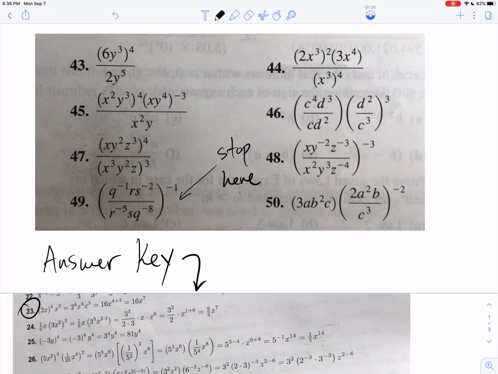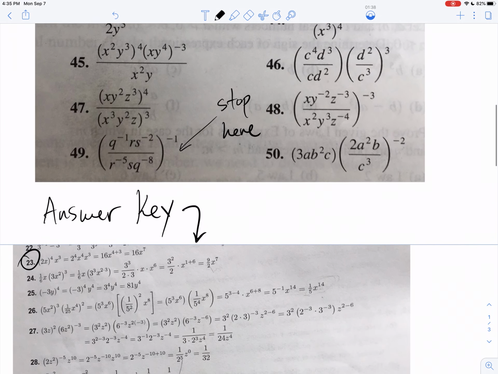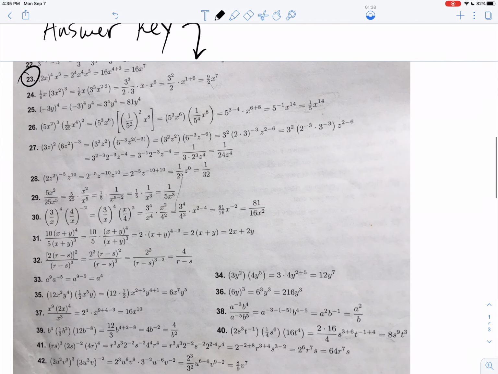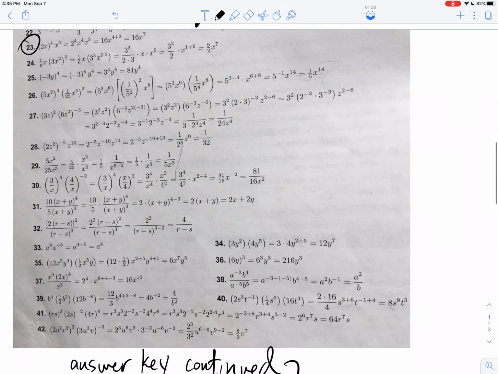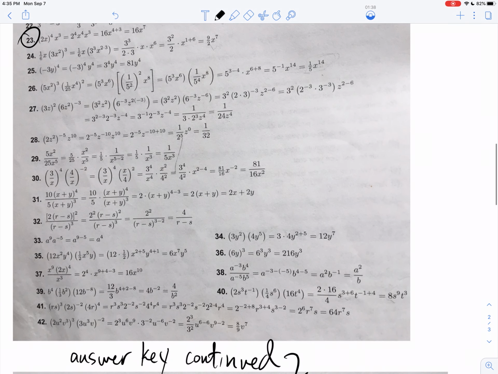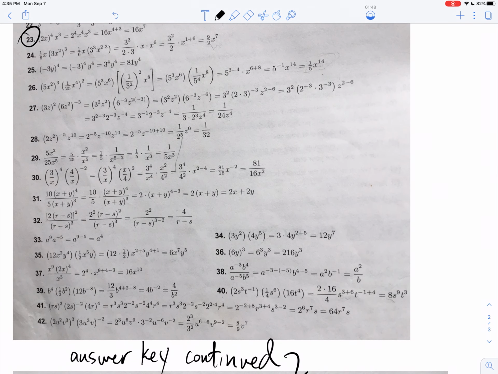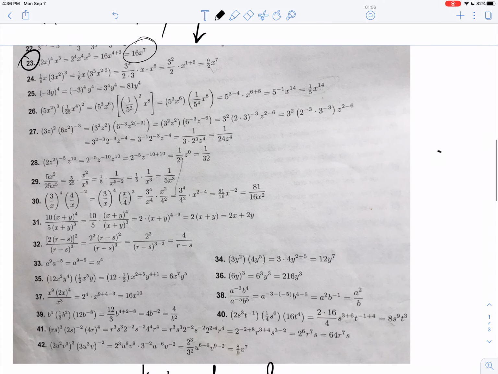Now here's the thing. I am using a different book. The reason I'm using this different book isn't because I hate our book. It's because this book that I chose has a very detailed answer key. They show every single step. So for number 23, they show all their steps. There's the final answer right there. Same thing with number 24.